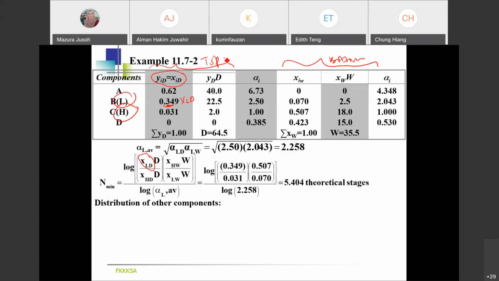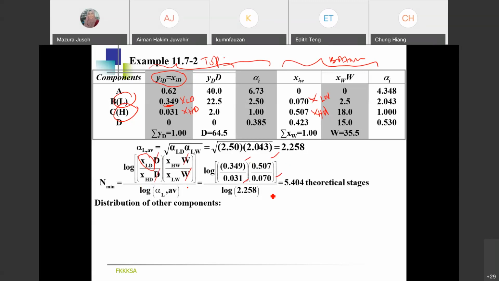Okay, so you take that XLD. This one is your XHD, and XHW here, heavy key, XHW, and then the XLW. Looking at this formula, you can just cross out the D and the D and the W and put all these values in, as well as the alpha average that you already calculated.